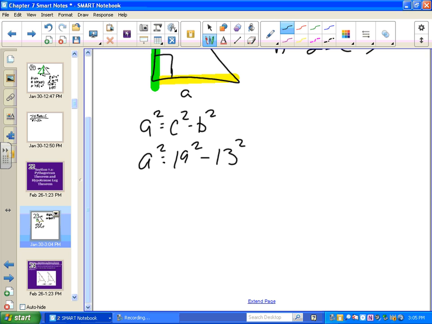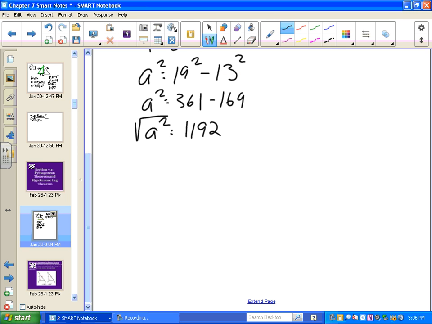19 squared, that is 361. And 13 squared, that's 169. 361 minus 169 is 192. Take the square root, take the square root.